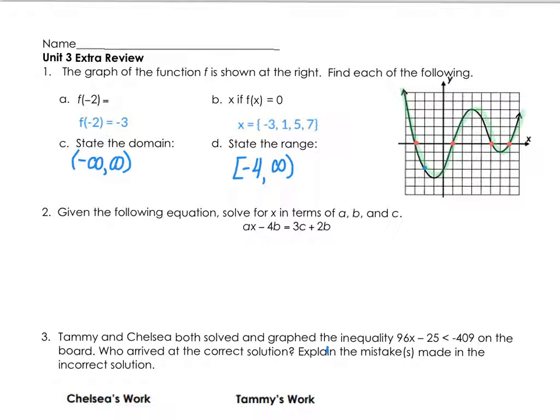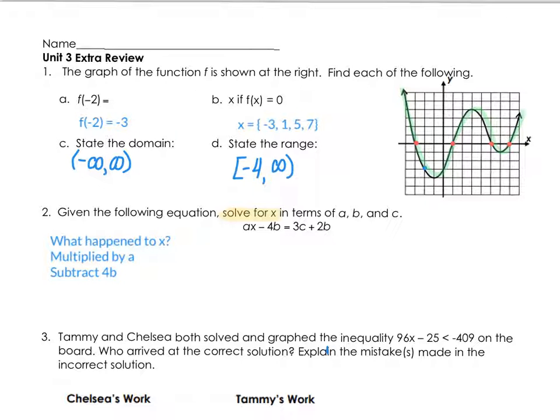Okay, let's do the next one. In this one, given the following equation, we need to solve for x in terms of a, b, and c. So basically, I need to get x by itself. We can do this in one of two ways. You can first consider what is happening to x, and that's especially helpful if you have trouble with these. So I'm going to write out what happened to x. Well, x is being multiplied by a, and then we're subtracting 4b.